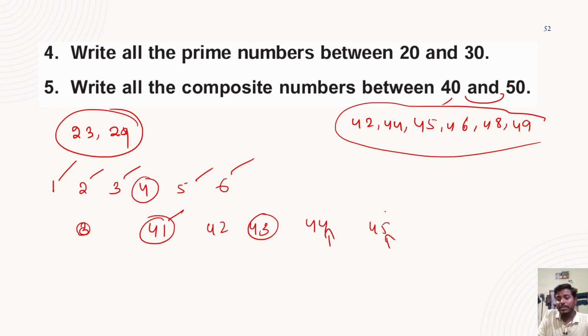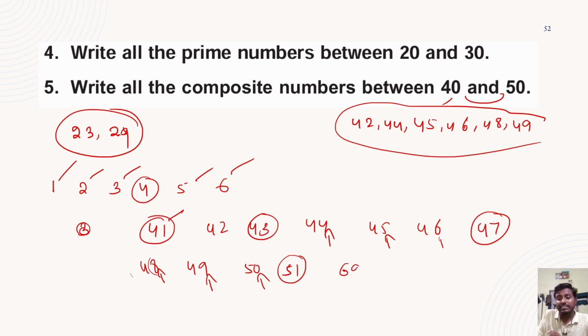45 is divisible by 5, that's why it is composite. 46 is divisible by 2, that's why it is composite. 47 is prime. 48 is divisible by 2 because of the 8, that's why it is a composite number. Understand? Then 49 is divisible by 7, so it is composite. 50 is divisible by 5, 2 or 10, so it is composite. 51 is divisible by 3, so it is composite. 69 is divisible by 3, so it is composite.